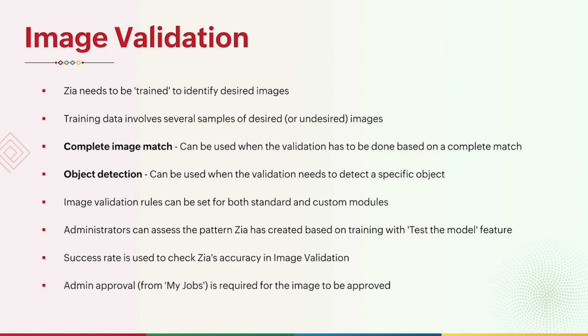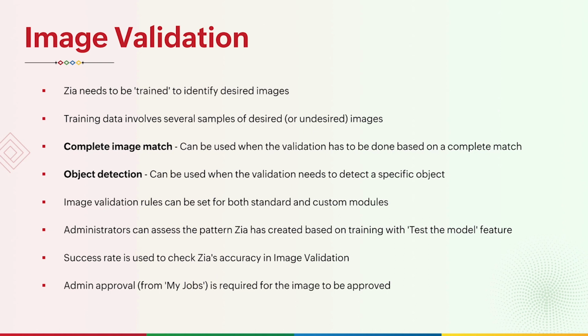Training data involves several samples of the respective images, both right and wrong. For example, if you want Zia to identify a watch, you will upload somewhere around 50 to 60 images of watches to tell Zia how a watch should look. So now, after you have trained Zia, if someone uploaded a picture of a mobile phone instead of a watch by mistake, Zia can declare the image invalid.